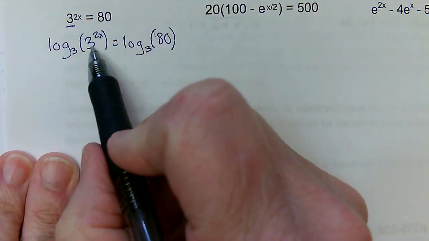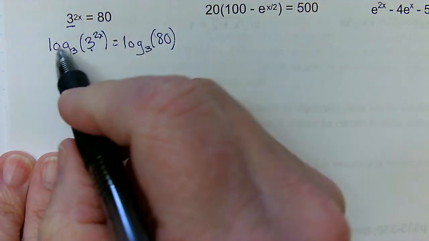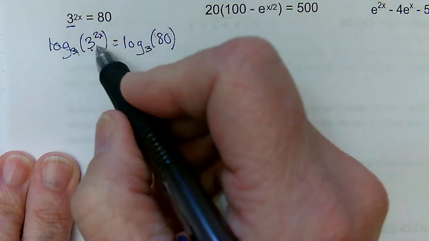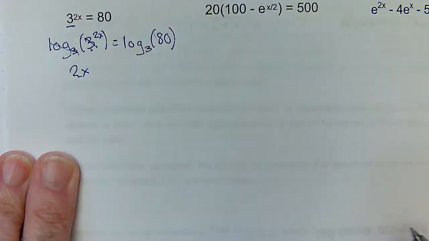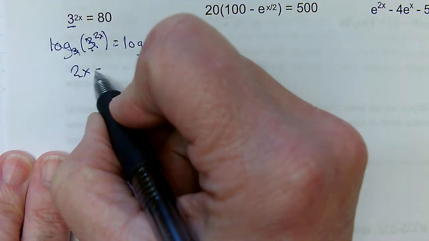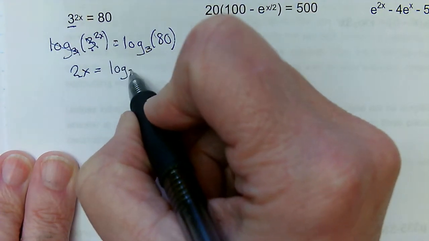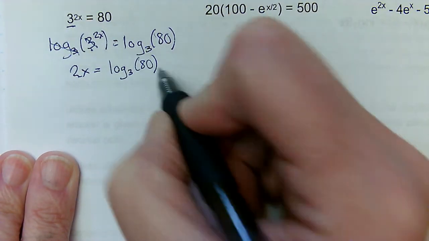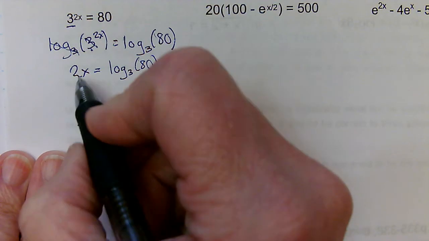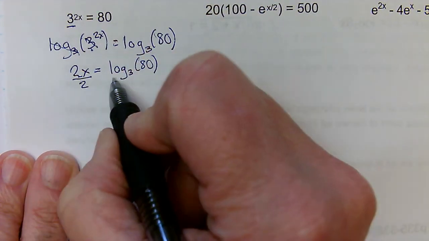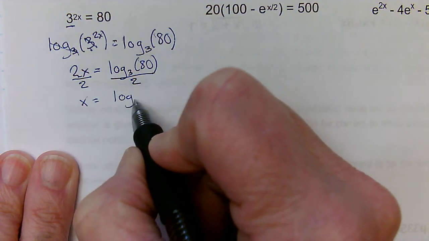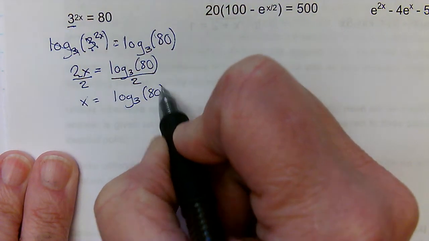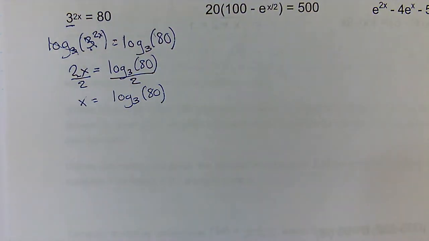On the side where we have the 3 as the base, log base 3 cancels out the base of 3 and just leaves the 2x. On the other side, I'm just going to leave that as log base 3 of 80. Then, to get x by itself, we need to divide by 2. So x would be log base 3 of 80 divided by 2, and that is an exact answer.